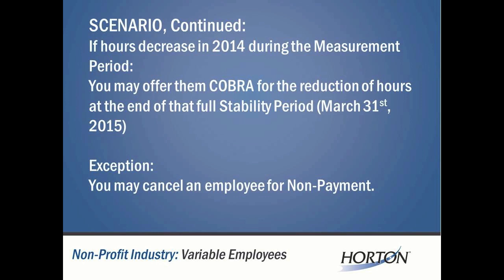So for example, you hire a grant writer on February 15, 2013 without a set work schedule. You measure their hours over the first 12 months of employment and find that they do work more than 1,560 hours. As the employer, you must offer them an opportunity to enroll in your group plan no later than April 1st and allow them to participate if they choose for a full 12 months, regardless of their hours worked in 2014. However, if their hours slip throughout 2014, you would then measure that period and offer them COBRA for reduction of hours at the end of that full stability period. In this example, March 31st, 2014.